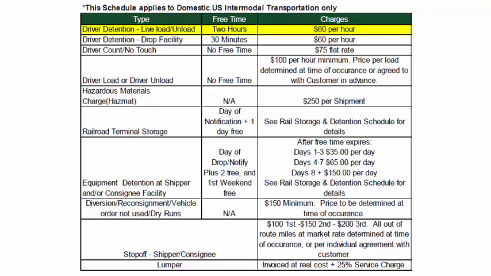Driver detention on a live load or unload. A live load is when a driver shows up and is going to wait for that trailer to be loaded and take it when it's full. As we see under free time, the shipper is allowed 2 hours to do that, to load the trailer and get the driver out of there. Anything beyond that, $60 an hour. Driver detention at a drop facility, which is to say a driver is going to drop an empty, and he or she has 30 minutes to do that. If they are detained longer than that, it's another $60 an hour.